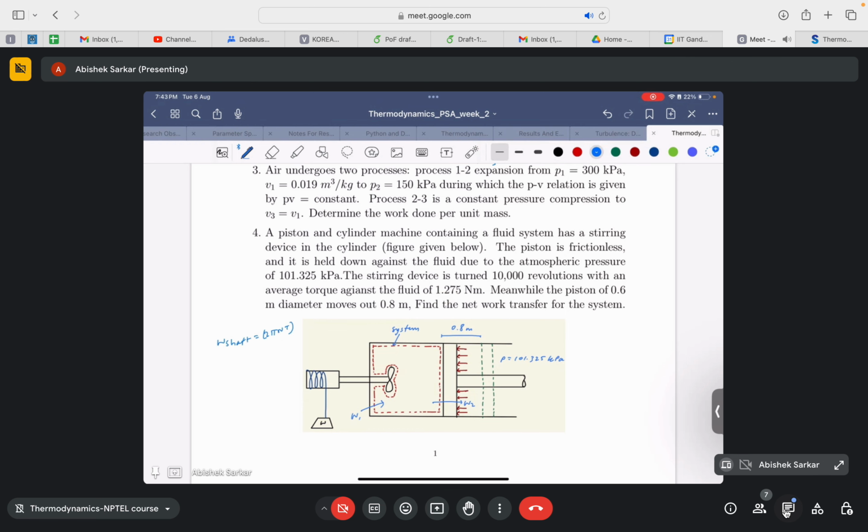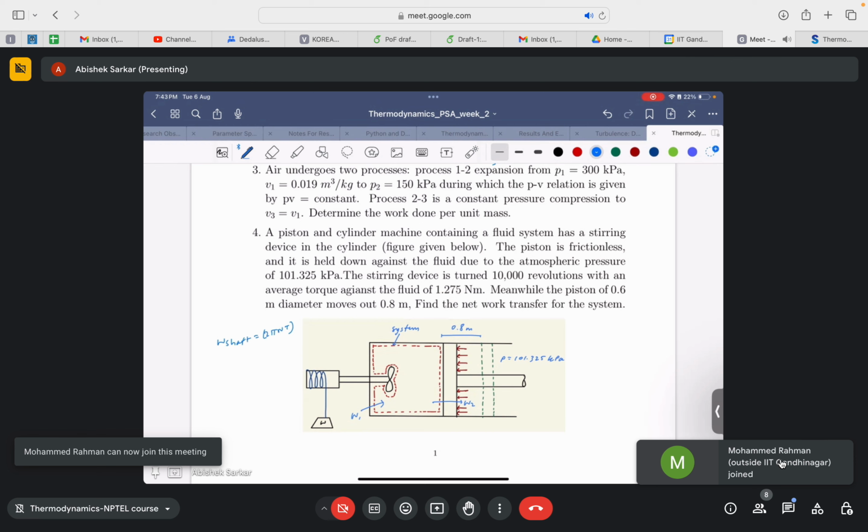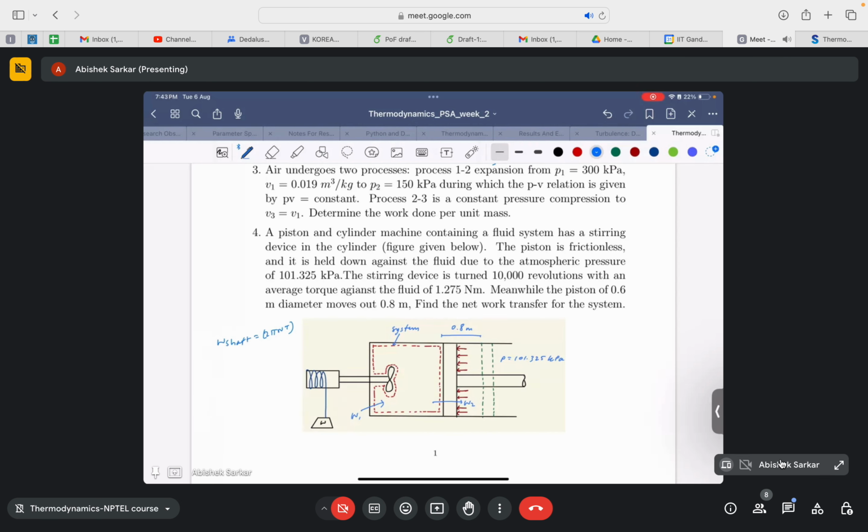So you can find the net work done from this expression. Then it is said that the fluid moves out, the piston moves out up to a distance of 0.8 meter. So there is again a PD work involved in it, right? So the net work would again be given by force into displacement. So it is P into A into L. Just substitute the values in these expressions, then apply the appropriate sign convention, and then tell me the answer.